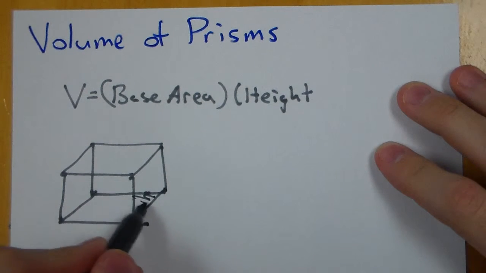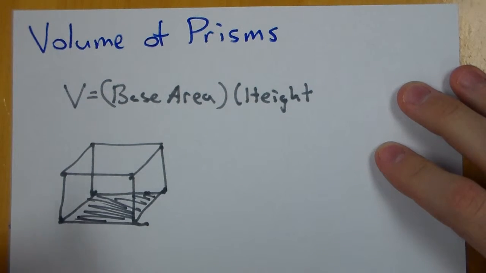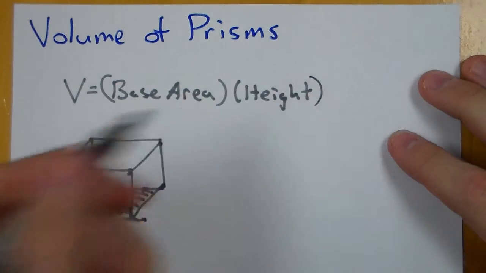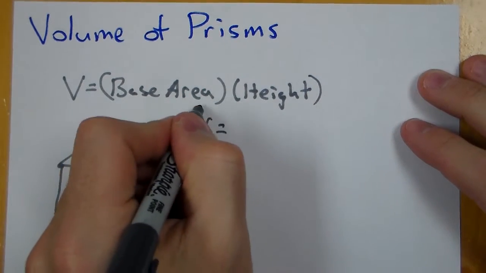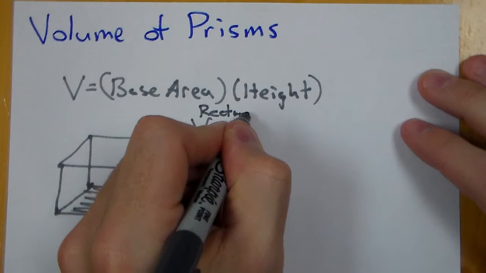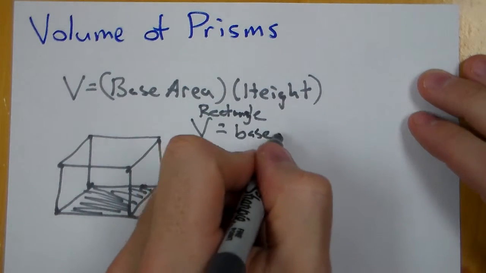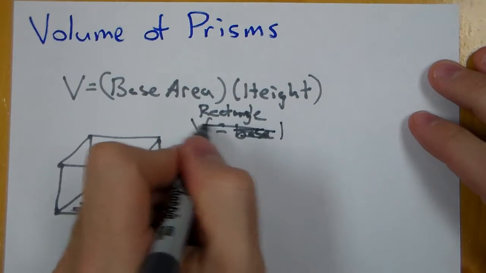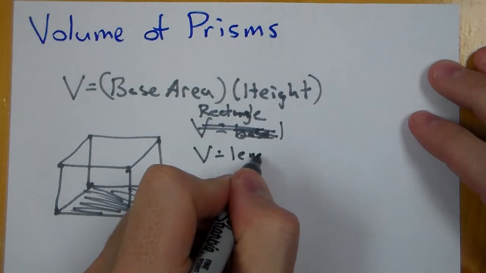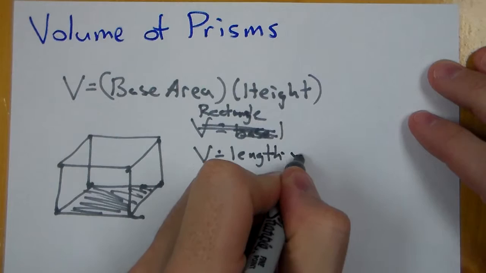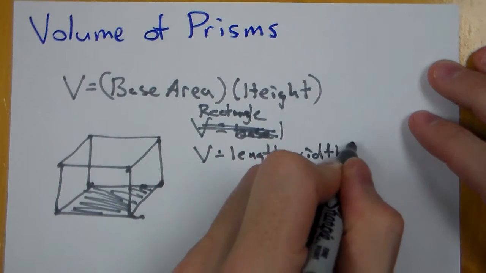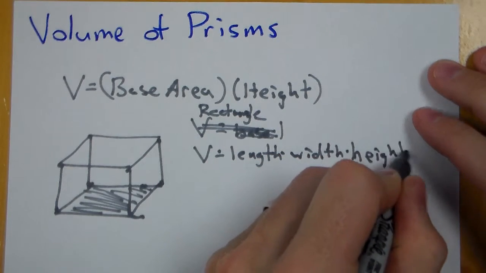Now we also are lucky if that prism is a rectangle. The base is really the length times the width. So you could also say, if it's a rectangle, you could do base being length times width times height. We're really multiplying the three dimensions.